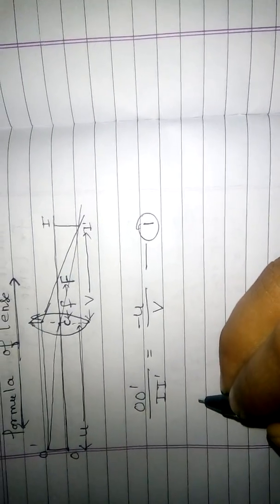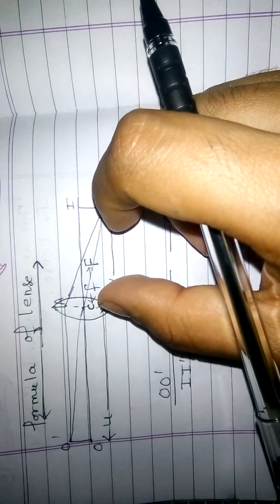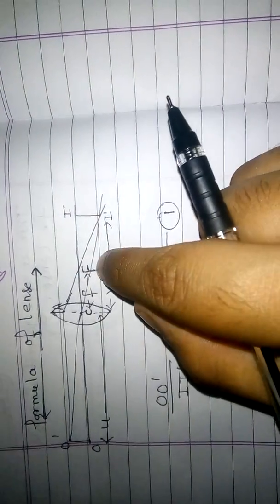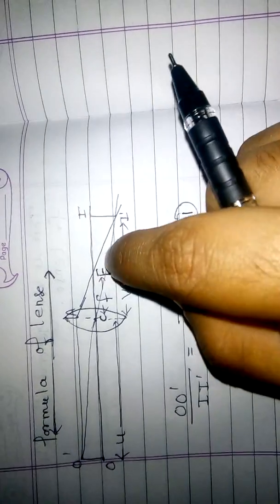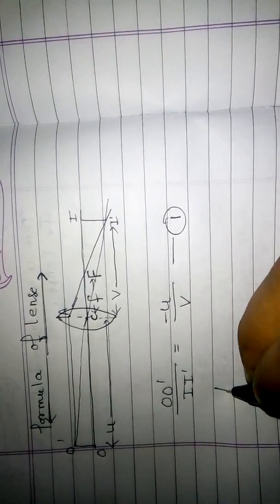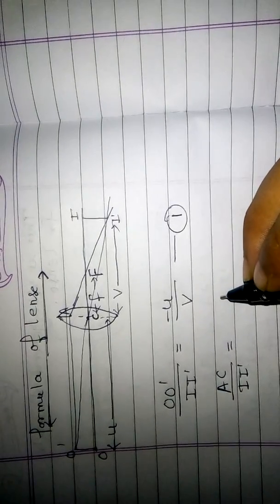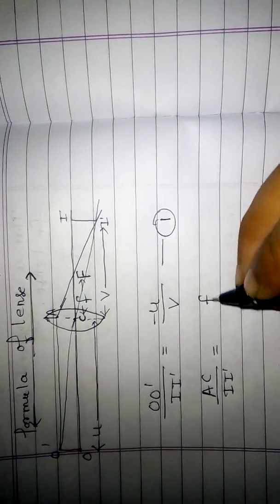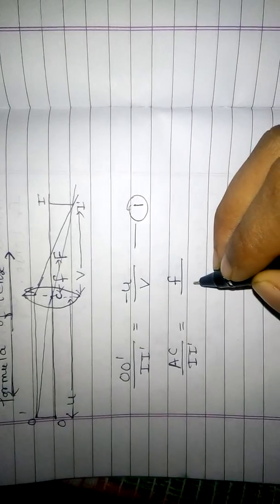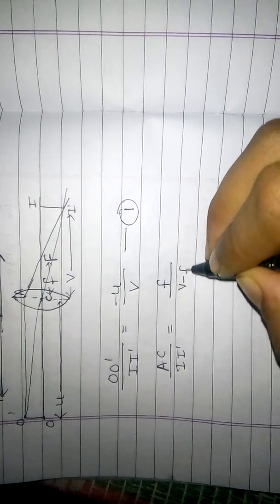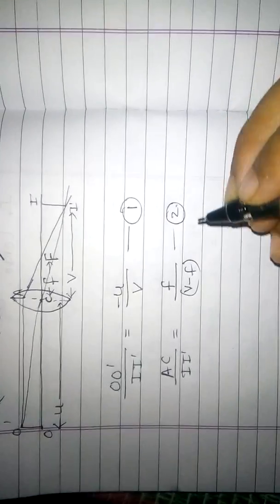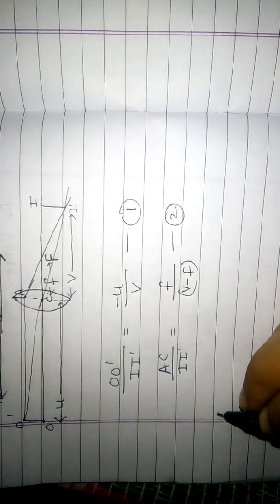Now we have to take the second pair of similar triangles, ACF and I dash IF. AC upon II dash is equal to f upon v minus f. This is our second equation.